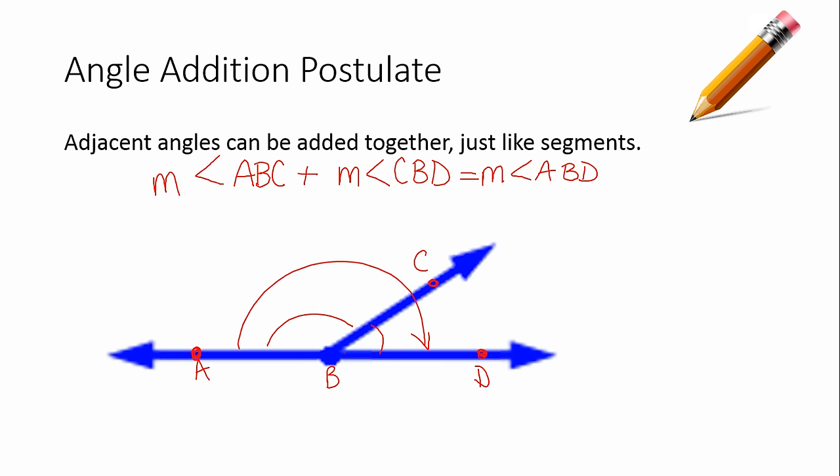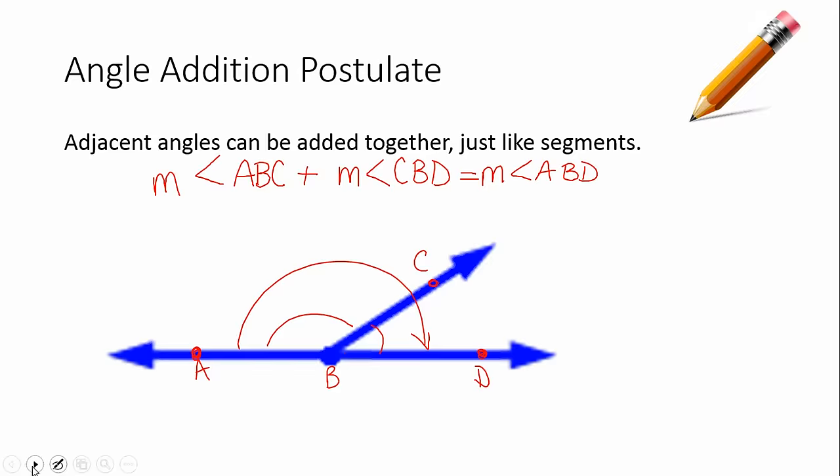Just like segments, you can add numbers that are marked on segments together to make a longer segment piece. That's the same idea with angles. Again, the little m stands for measure of angle, whatever you're given.